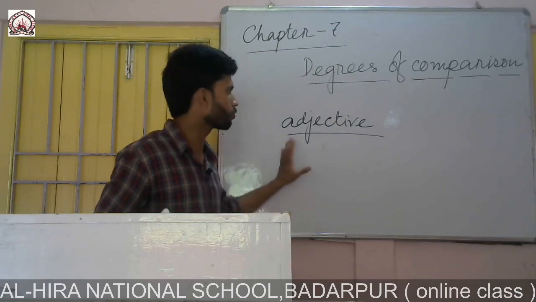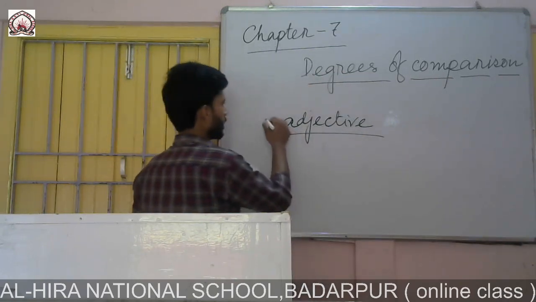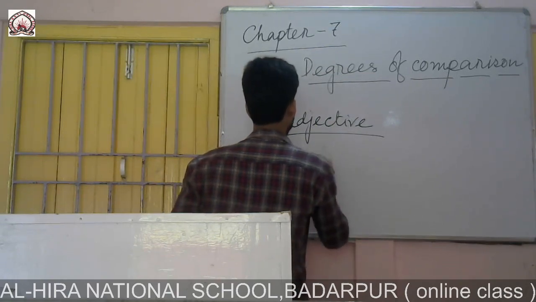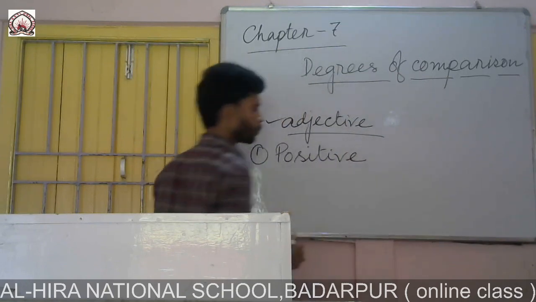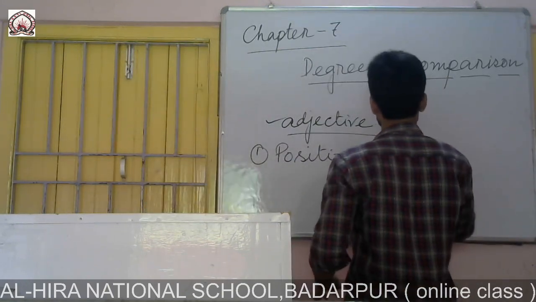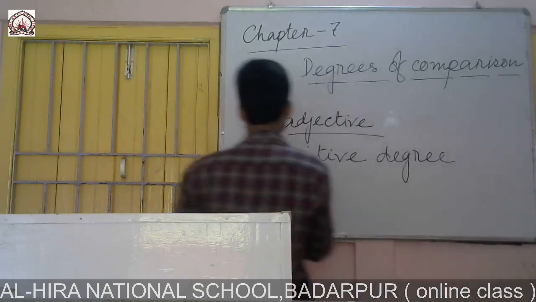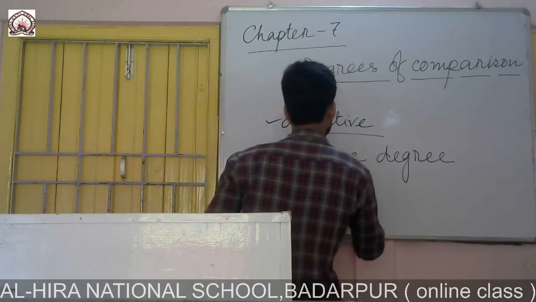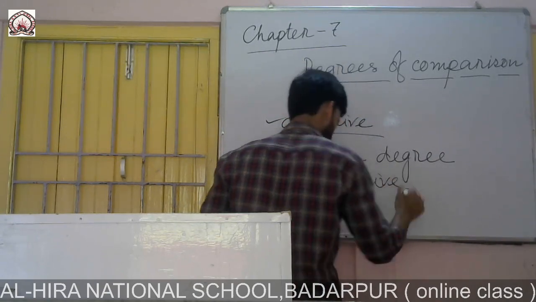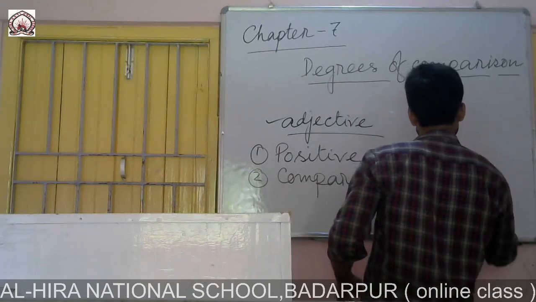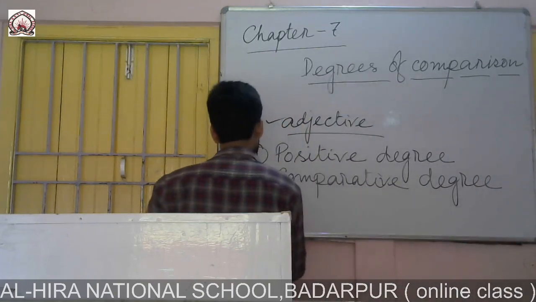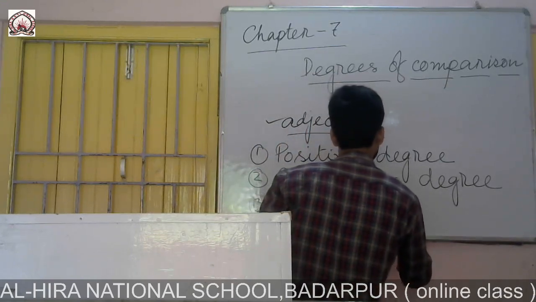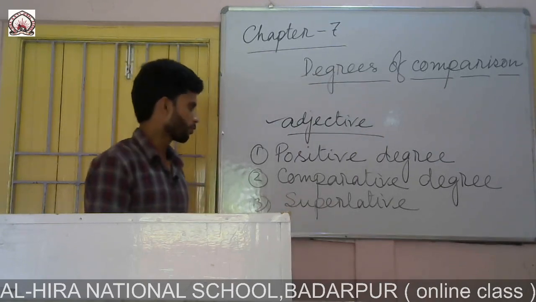Let's write all those 3 degrees. An adjective has 3 degrees. The first one is positive degree. Second one is comparative degree. And the third and the last one is superlative degree.